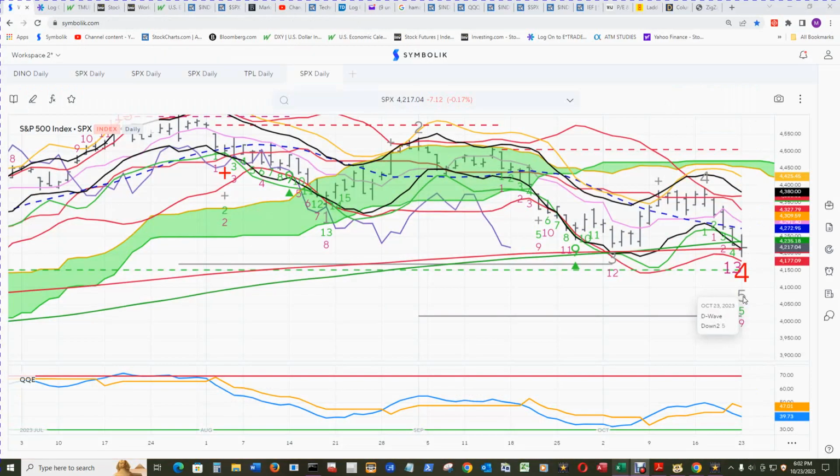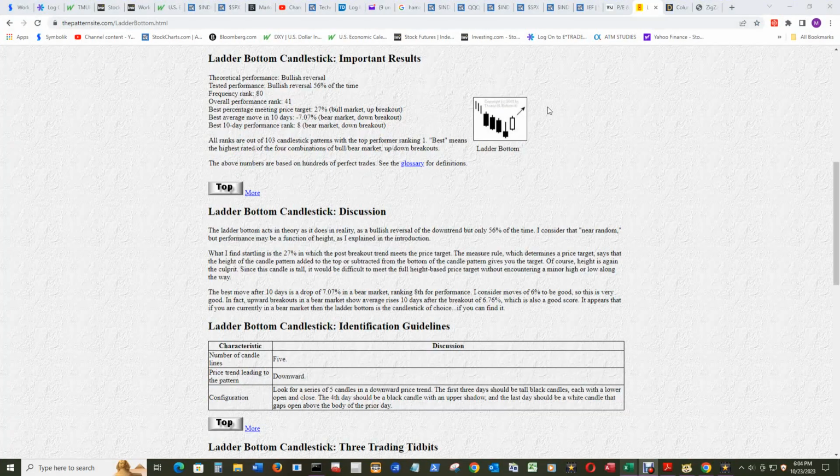And it looks like the D wave, down wave 5 printed as it ticked lower than this D wave, down wave 3, ticked lower than that low. So that printed. D wave is on the D wave, down wave A, and the D wave, up wave 5. So again, watch for this ladder bottom candlestick to possibly appear tomorrow morning in the pre-market hours.